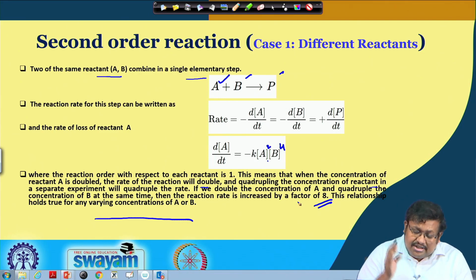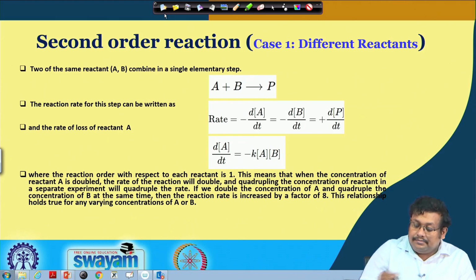Remember one thing: in case of a first order reaction, the rate of decay of the reactant was dependent on the concentration of one reactant. However, in case of a second order reaction, it depends on either the square of the concentration of the reactant or the product of the concentrations of two different reactants.